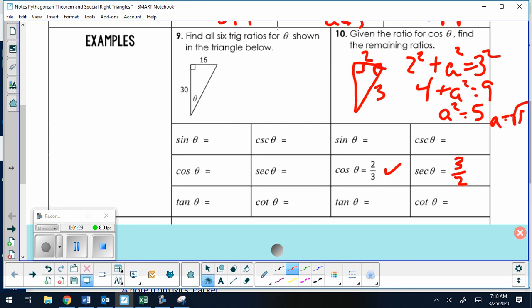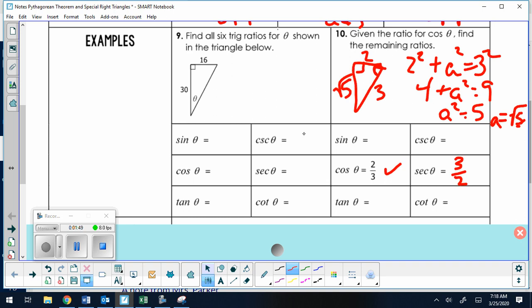Notice I'm not doing the plus or minus because we're doing distances here, and distance can't be negative. Normally I'd say, when you take the square root of both sides of an equation, you must use plus or minus, but I don't need that here. So square root of 5 there.